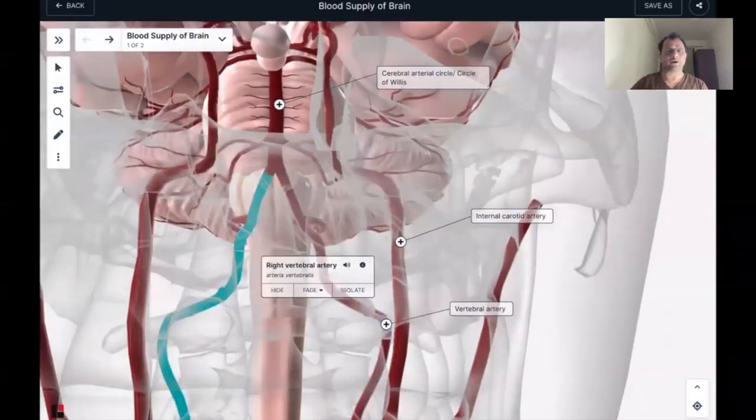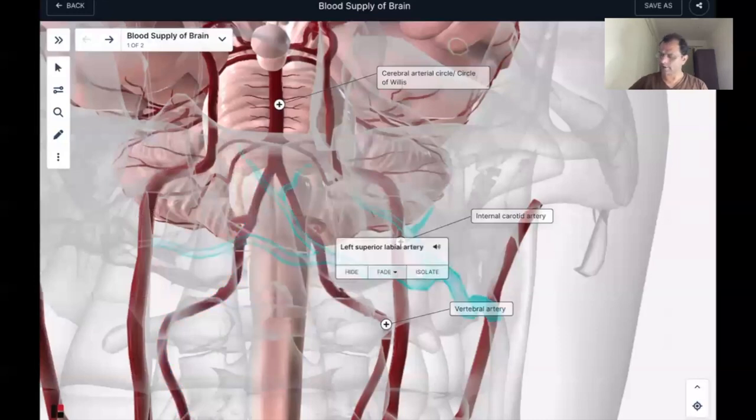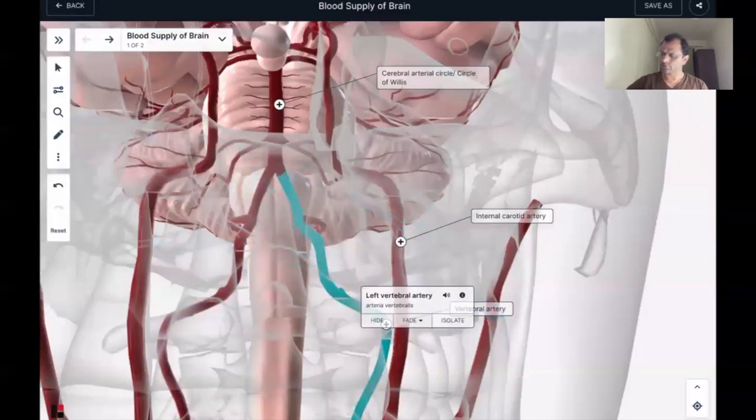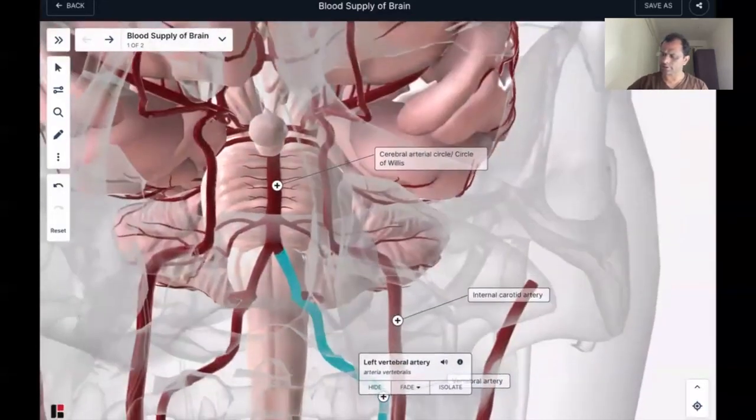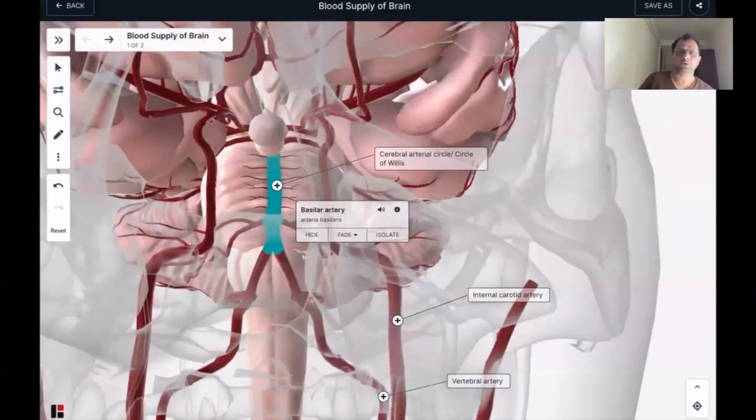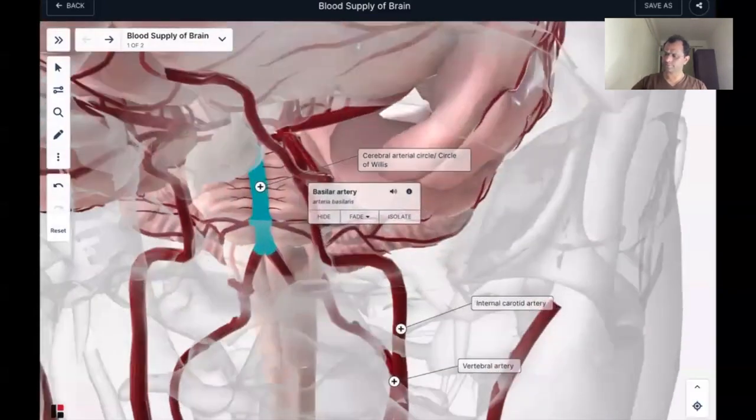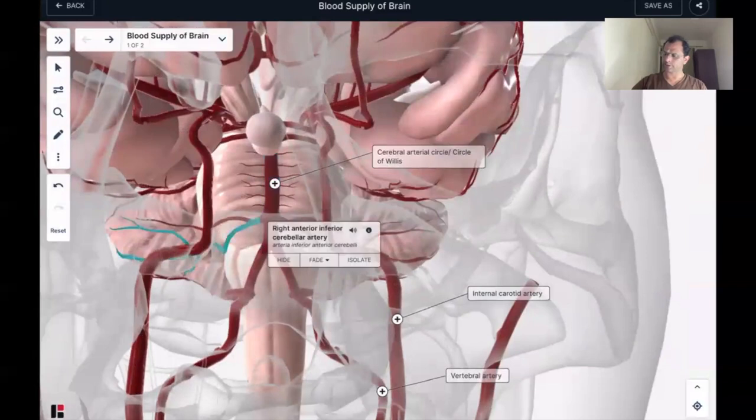So right vertebral artery, left vertebral artery, both uniting together and making the basilar artery. That's why it's called the vertebrobasilar system. Okay. Now it will go into the brain. Now it will supply the brain.